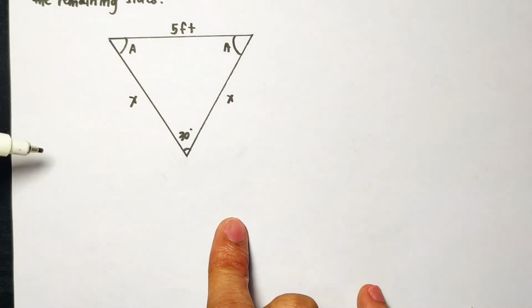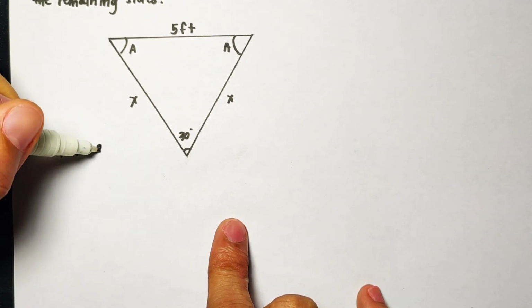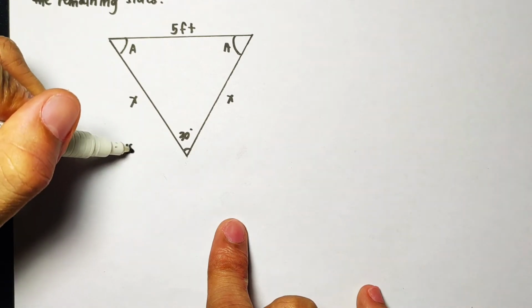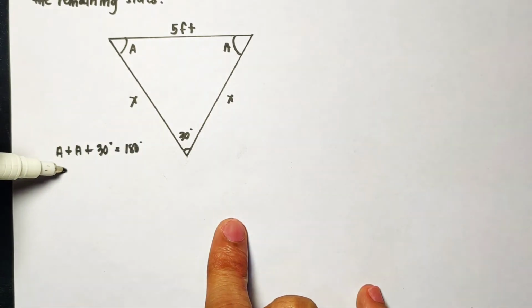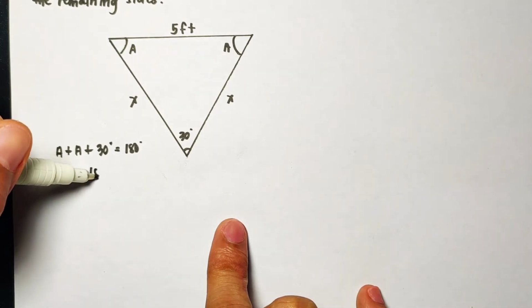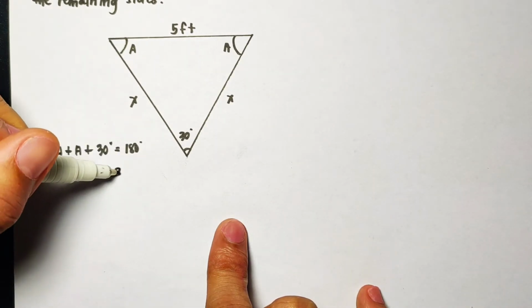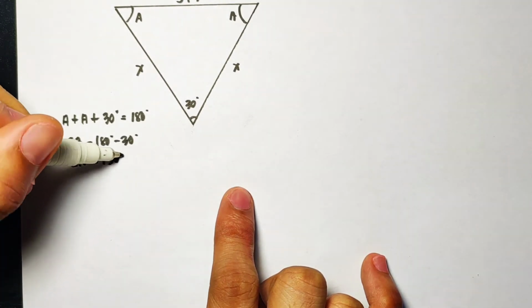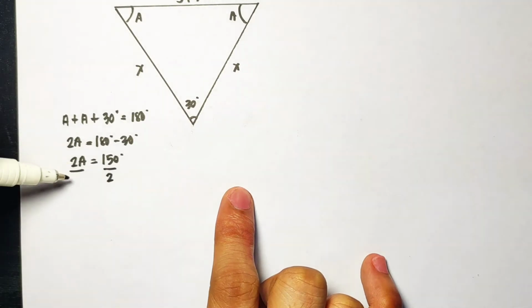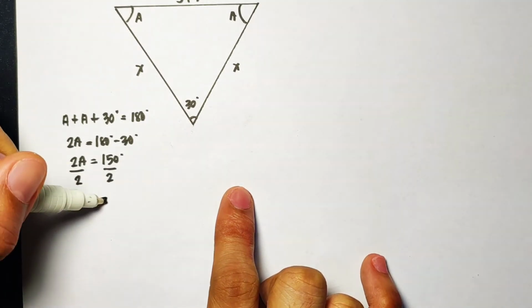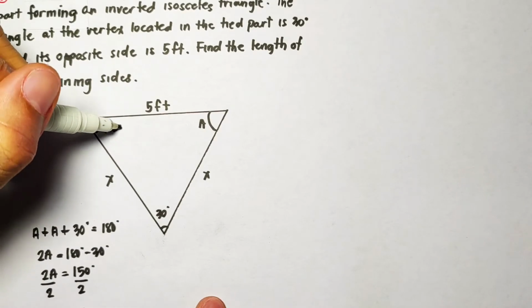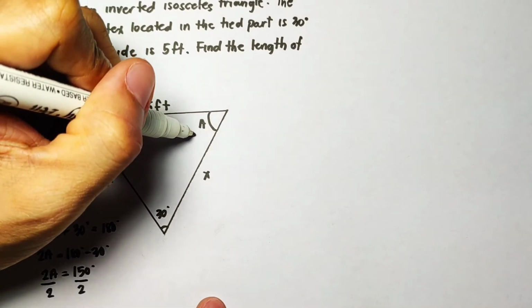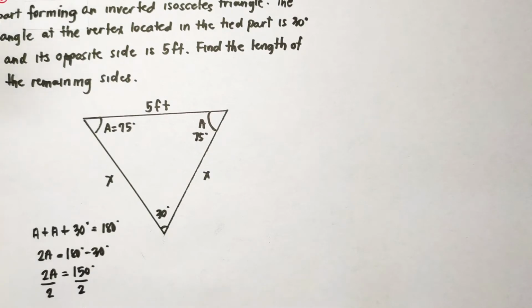Now, so we have angle A plus angle A plus 30 degrees equals 180 degrees. So A plus A is 2A equals 180 degrees minus 30 degrees. 2A now equals 150. So dividing it by 2, we can get that angle A is 75 degrees. So therefore, this angle measures 75 degrees. Now, let us use the law of sines.